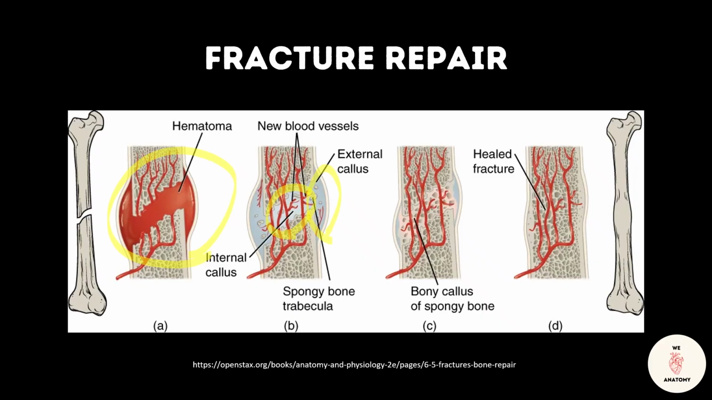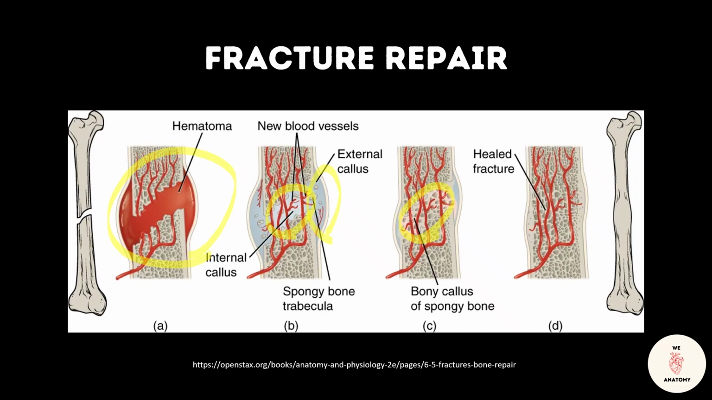Osteogenic cells differentiate into osteoblasts, which then work to build new trabecular bone, which will replace the cartilage that was created during callus formation. You can see that in image C, where we have this new trabecular bone in the center, uniting those two fractured ends.